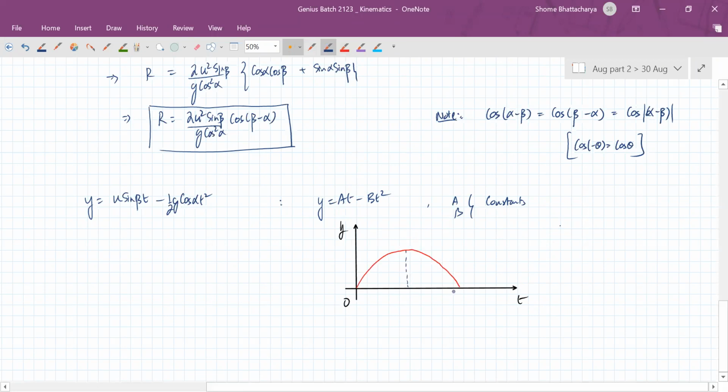So not only does it have that kind of formula, but the maximum distance is going to be at half the total time of flight. The y coordinate is nothing but the distance from the inclined surface at any instant of time.